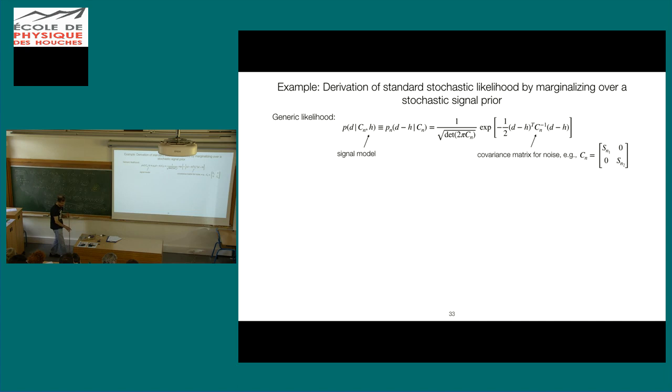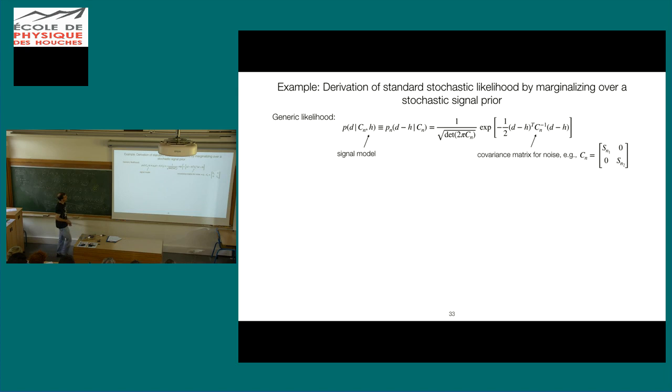But the point that I want to make, and this is relevant for the discussion of this alternative approach given by Rory Smith and Eric Thrane, is that I need to be able to talk about signal priors and how signal priors can be incorporated into the analysis.